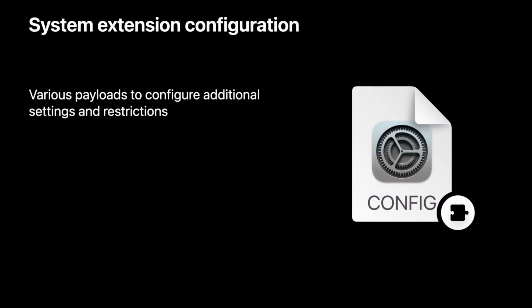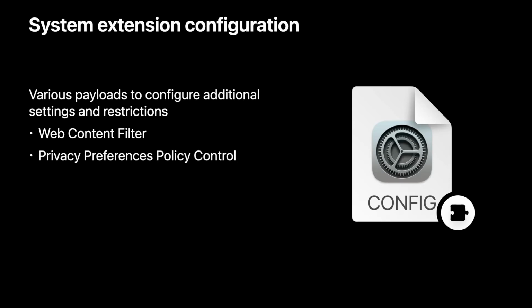Many system extensions require more than just a system extension payload to fully configure them. For example, a system extension that's built with the network extension framework may need to set up a content filter, which you can enable and approve using a content filter payload. Some extensions may also require privacy preferences policy control payloads, and you may wish to manage notifications for critical apps that use system extensions.